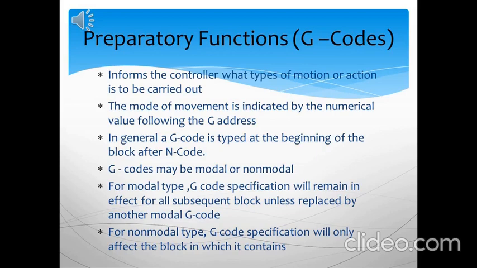G codes, preparatory functions. It informs the controller what type of motion or action is to be carried out. The mode of movement is indicated by the numerical value following the G address. In general, a G code is typed at the beginning of the block after the N code. G codes may be modal or non-modal. For the modal type, the G code specification will remain in effect for all subsequent blocks unless replaced by another modal G code. For the non-modal type, the G code specification will only affect the block in which it is contained.